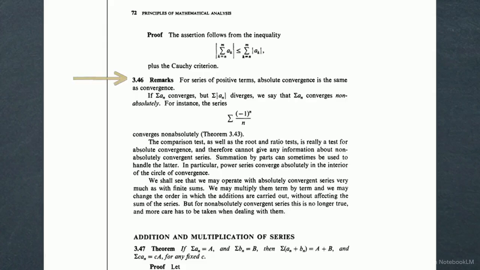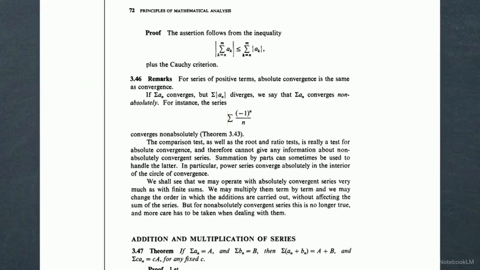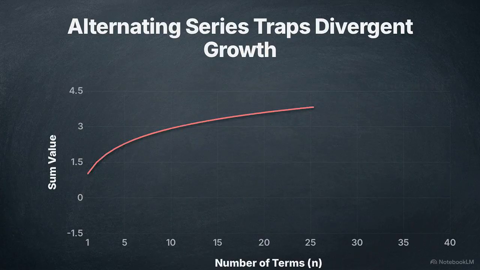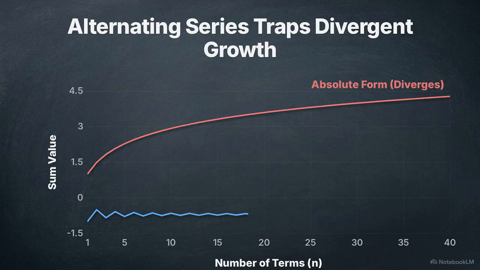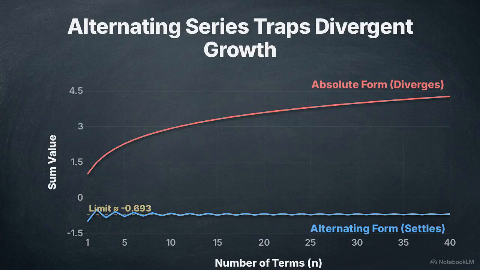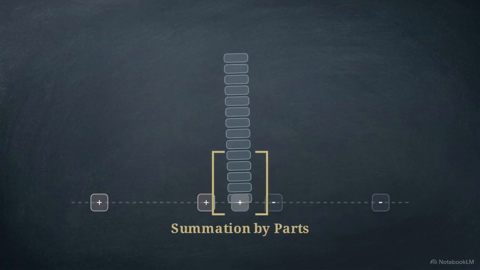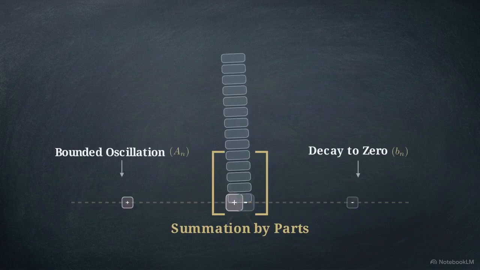But look at remark 3.46. Not all convergent series meet this standard. The alternating harmonic series, -1 to the n over n, is a classic example of a series that converges non-absolutely. Its absolute form diverges to infinity, even though its alternating form settles on a finite number. Absolute convergence provides unshakable structural stability. Conditional convergence, by contrast, is a highly delicate state. It relies entirely on the precise cancellation of terms, requiring exact mathematical scalpels, like summation by parts, to prove the structure won't collapse.